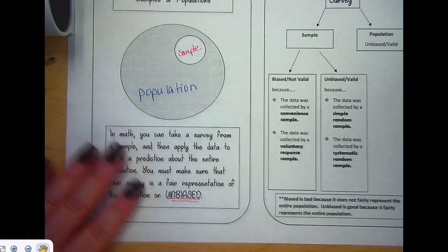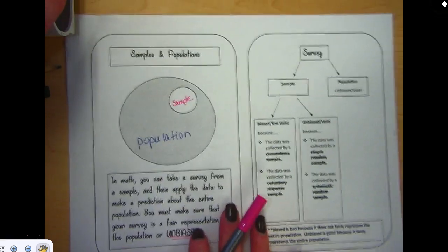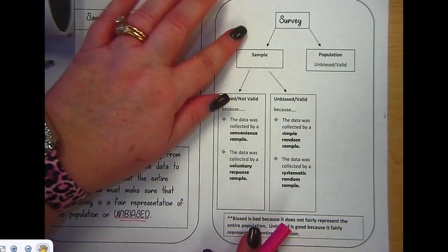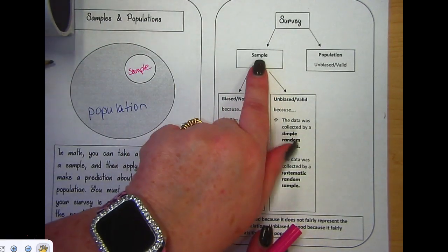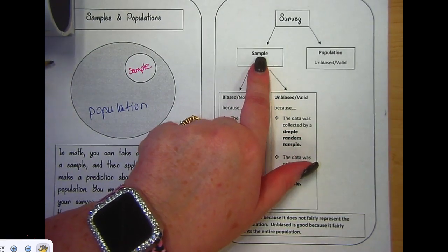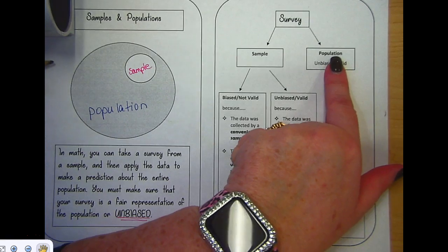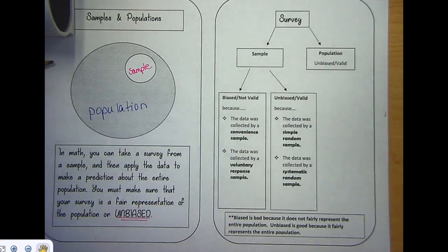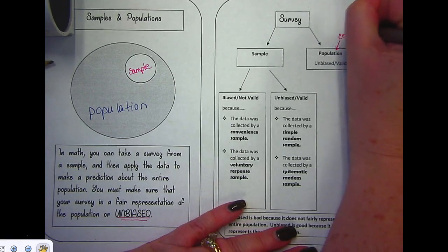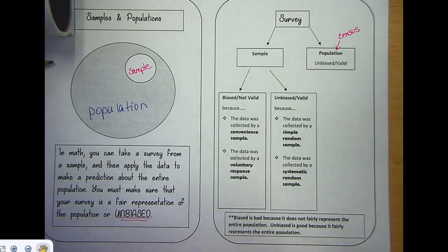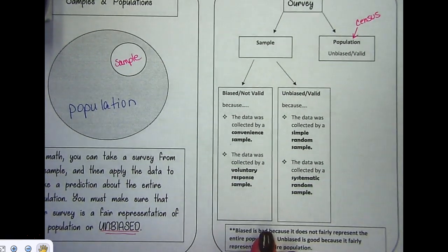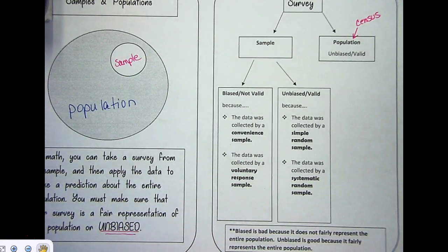Okay? So, we're going to look over here at a couple of ways to make sure that it is a fair representation. So, if I'm going to take a survey, the first thing I think is, am I going to take a sample? Am I going to survey a sample of the population, or am I going to talk to the whole population? If I talk to the whole population, that is actually a specific survey called a census. A census is when you talk to or survey an entire population. And whenever you do that, that's unbiased and that is valid, right?